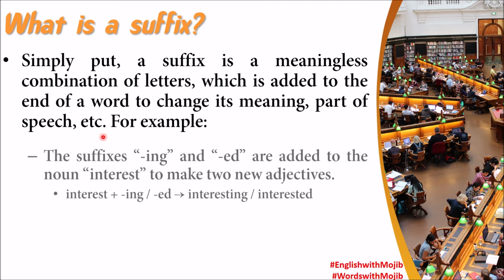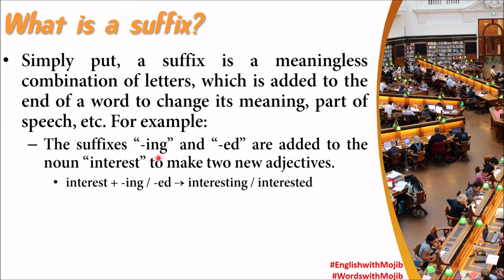For example, we have the suffixes ing and ed. The suffixes ing, which is pronounced ing, and ed, which is pronounced t or ed, are added to the noun interest. Interest is a noun. Are added to the noun interest to make two new adjectives. So we have interest as a noun plus ing or ed will be interesting and interested. Interesting is something or somebody which is amusing, amazing, great.